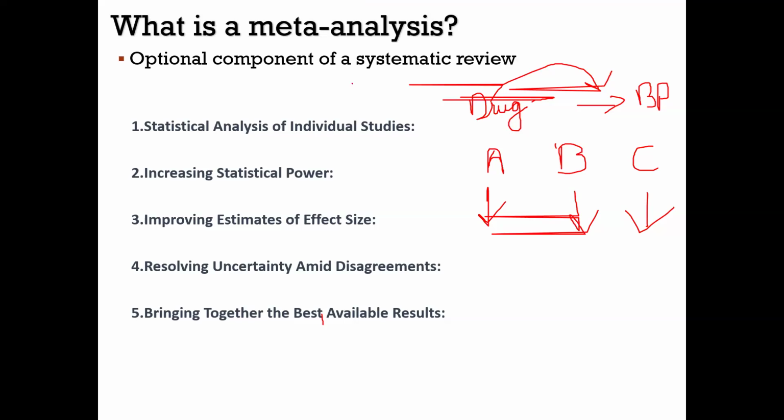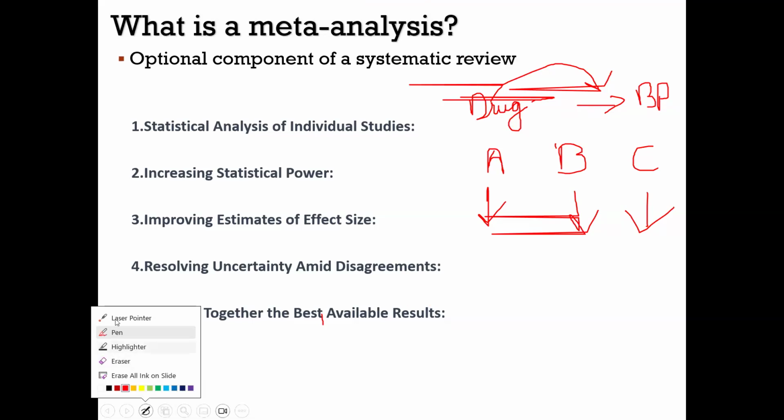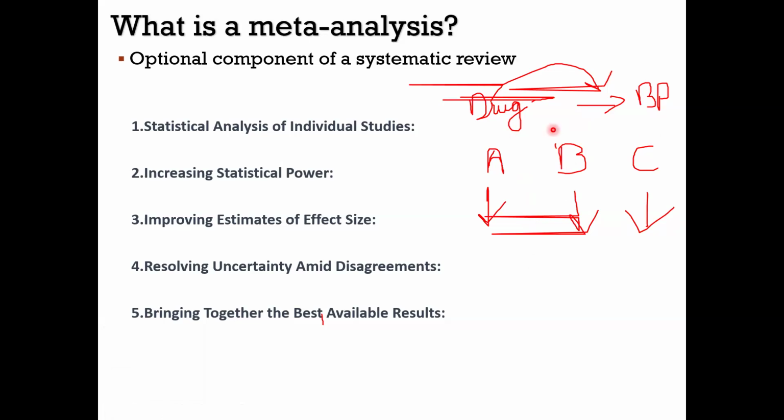Right. So in A, it decreased significantly. In B, it did reduce, but not significantly. But in C, it did not show any significance. So now, what is the role of the meta-analysis here?